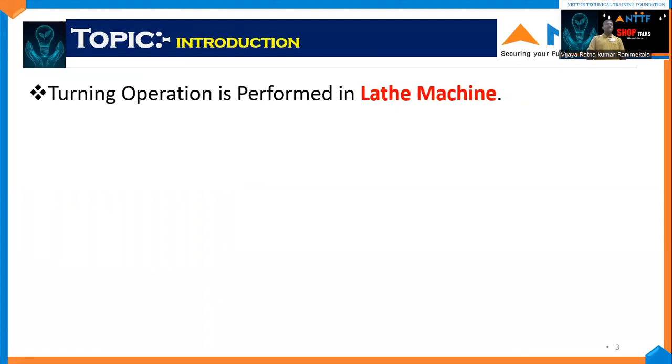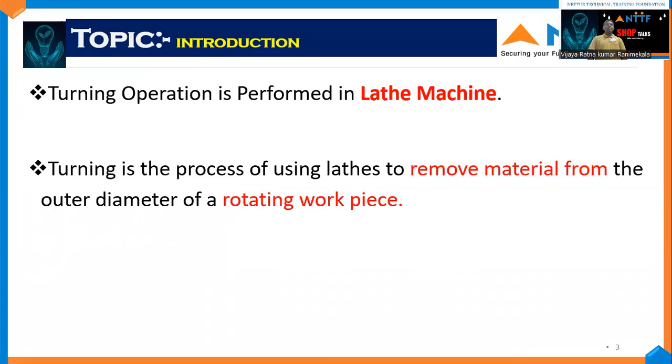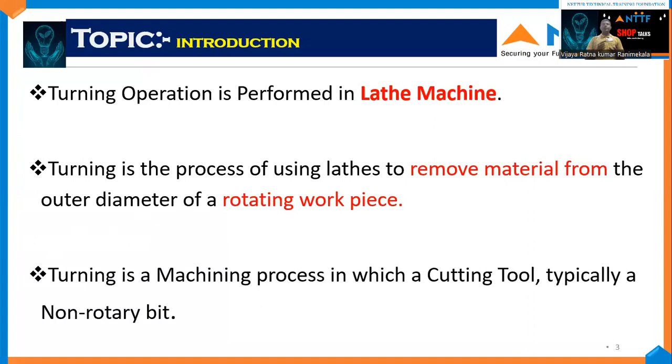Turning operation is performed in a lathe machine. We can't perform it in a milling or grinding machine. Turning is the process of using a lathe to remove material from the outer diameter of a rotating workpiece. The cutting tool removes the material of the outer diameter. It doesn't remove material from any internal diameter.